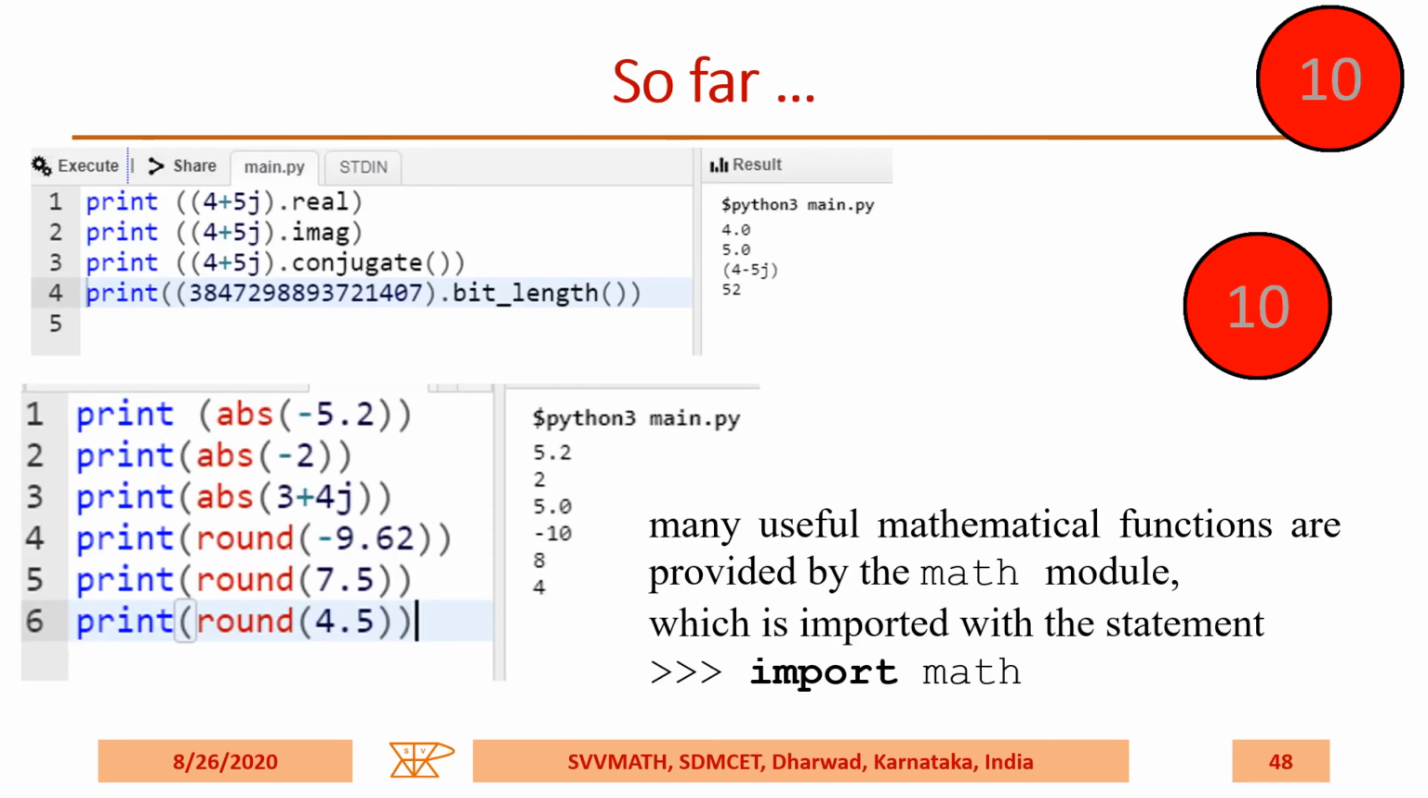So far we have discussed all these things. When I write print of (4 + 5j).real, I get 4. When I write .imag, I get 5.0. When I use conjugate, I get 4 - 5j. When I say bit_length, I get the total number of bits. And the absolute and round functions we have discussed.